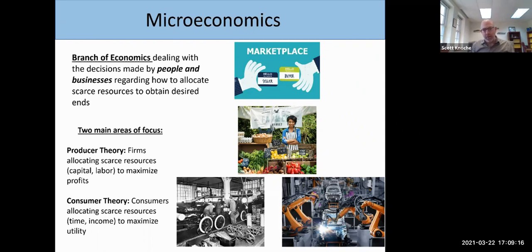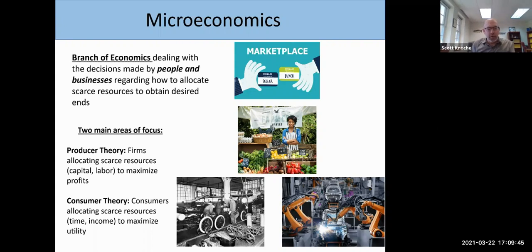Producer theory, or production economics, really starts with firms or companies and them making choices and allocating scarce resources, such as labor or capital investments, in order to maximize profits, right? Firms are assumed in economic theory to be profit-maximizing entities.